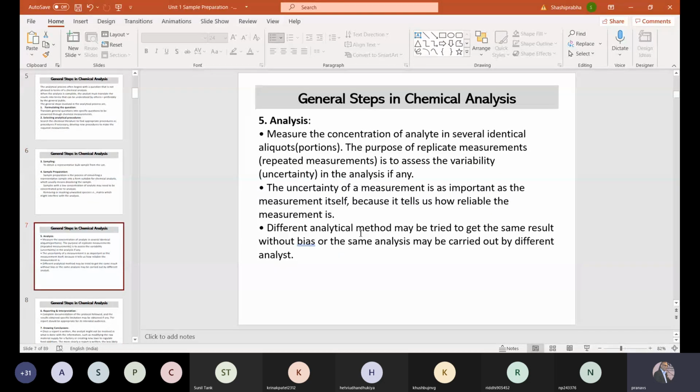Then comes your analysis. The analysis part becomes much easier, much simpler, if the sampling is good and the sample preparation is correct. Why does it become simple? Because now we know that our sample contains what we want and nothing else, and if something else is there, it is inactive. So the instrument also recognizes that very well, and it starts to respond reproducibly. This is very important.